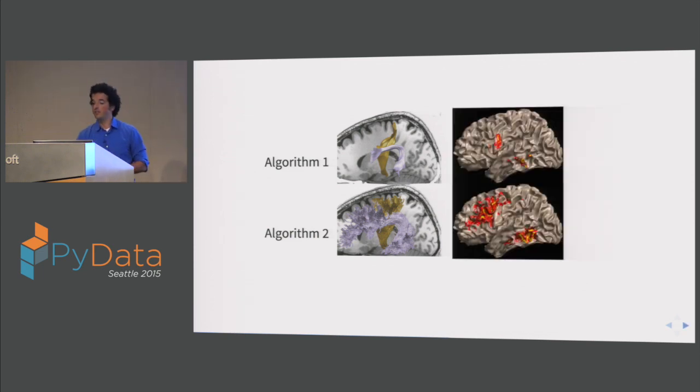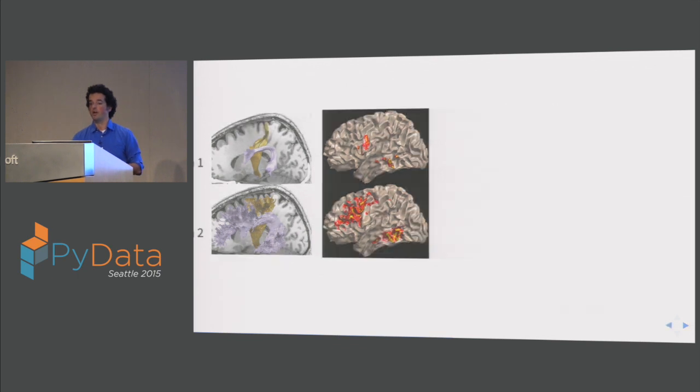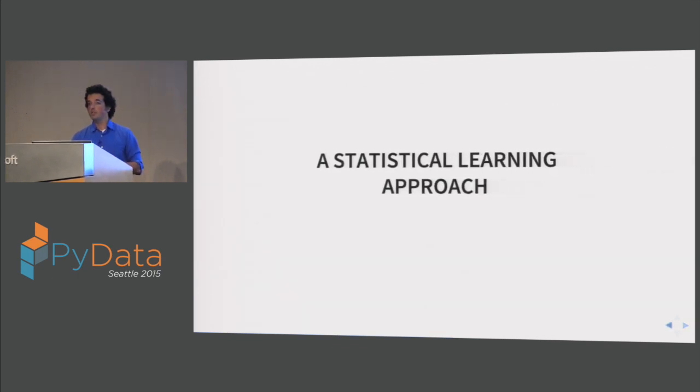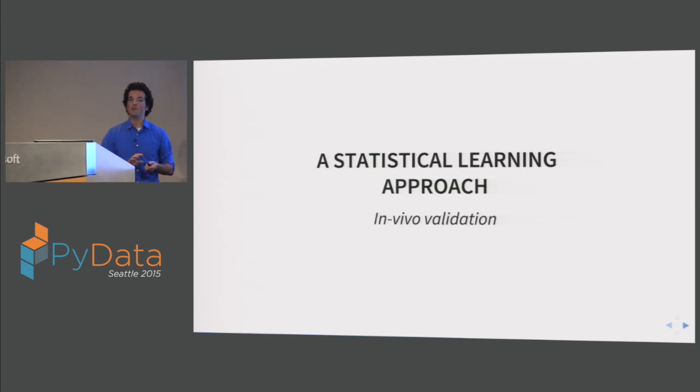And the pattern of connectivity at the level of the cortex is also quite different. It's either very focused and narrow, or really connecting very large swaths of cortex. So how do we know which of these models is a better model of the brain? To answer that, we've taken a statistical learning approach, something we also call in vivo validation. In vivo in contrast to ex vivo.